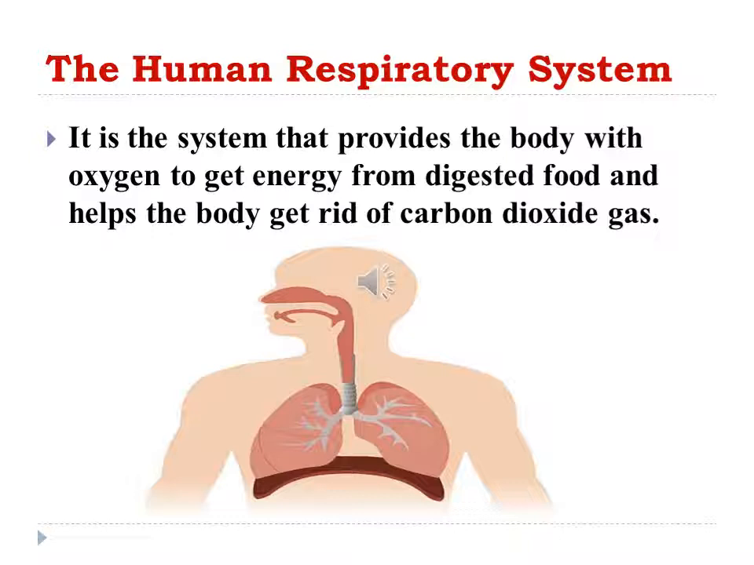The human respiratory system. It is the system that provides the body with oxygen to get the energy which we need to be able to do the different activities during our day. And it will help us to get rid of the carbon dioxide gas. So, the human respiratory system is the system that provides the body with oxygen to get the energy from the digested food and helps the body to get rid of the carbon dioxide gas.